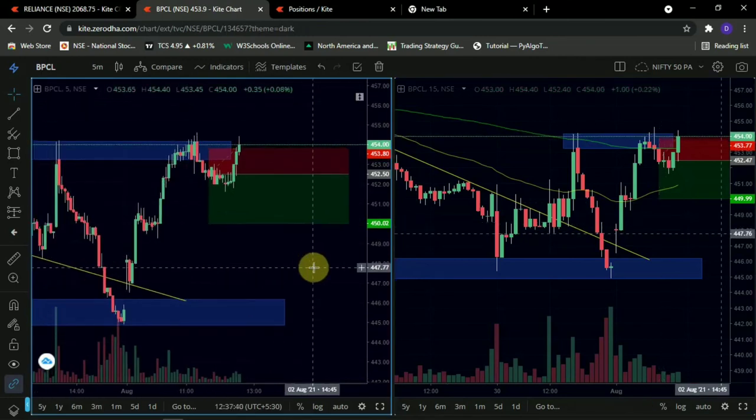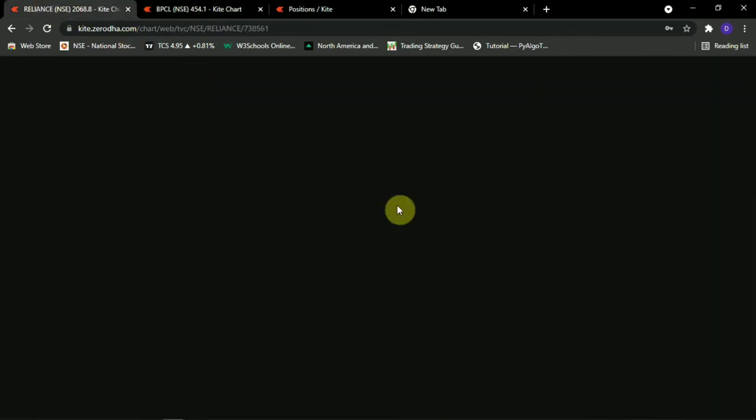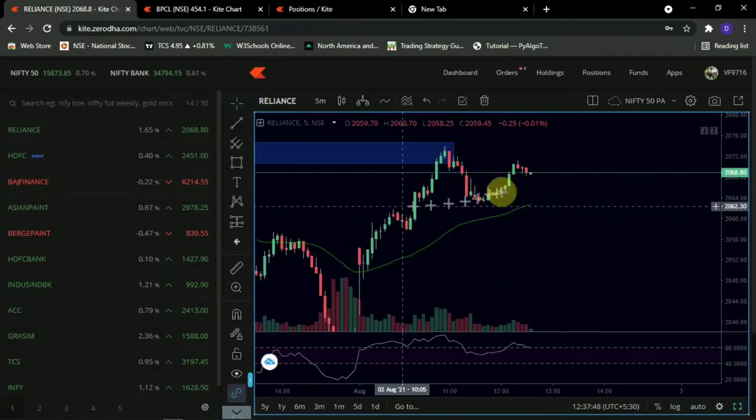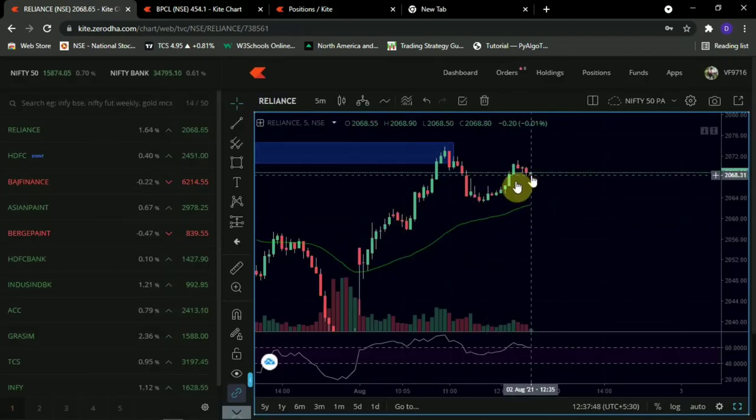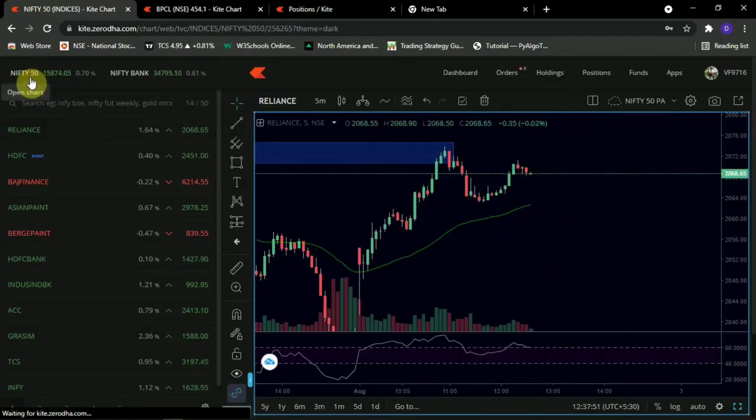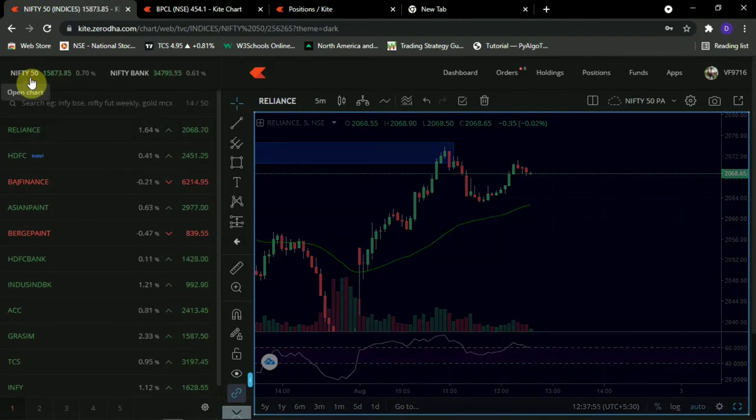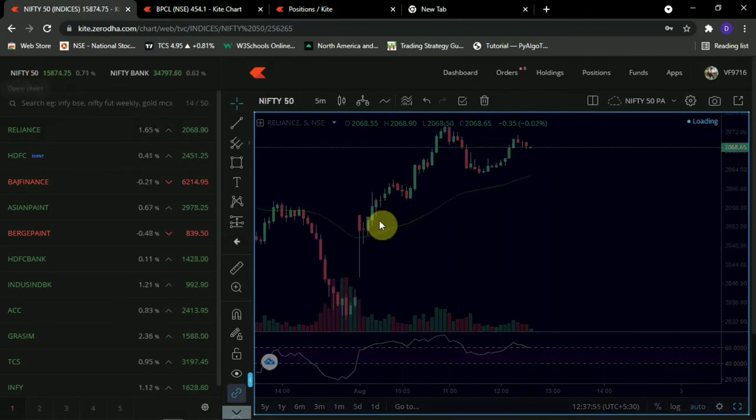So I'm closing the day now. The time is 12:37. Reliance went up a little bit for the correction. Now it is again down. Nifty is sideways today. It is not able to move in any one direction, and it's okay. It's a part of the game, and we have to accept our losses.